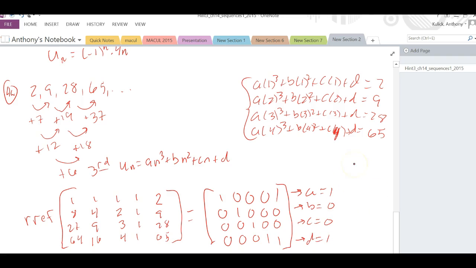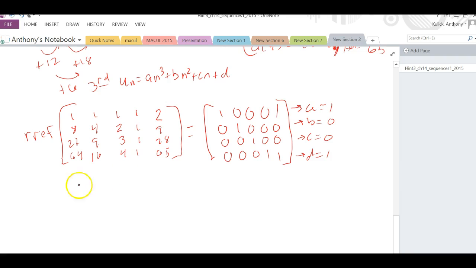So my answer then is u sub n equals n cubed plus 1. And that's how we do it.